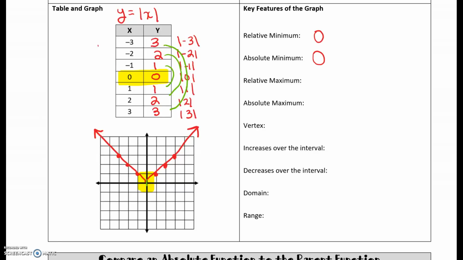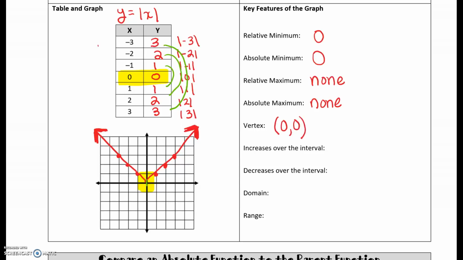Now, the relative max or the absolute max would be the highest point on the graph. Well, where these have arrows, we do not have an end point. Therefore, we do not have an absolute or relative max. So we are simply going to say none, since this graph opens up and continues forever. Now, the vertex you can see from the table and the graph, the vertex is 0, 0.